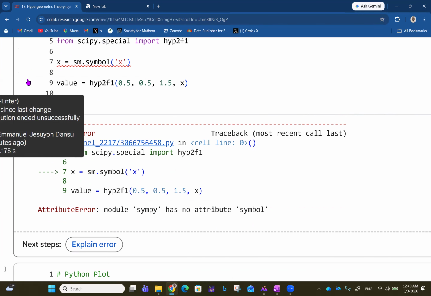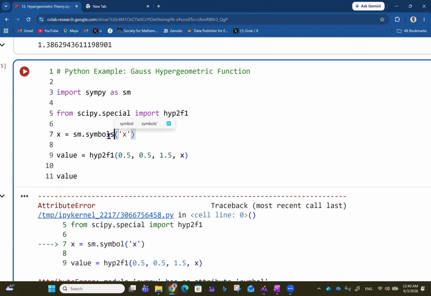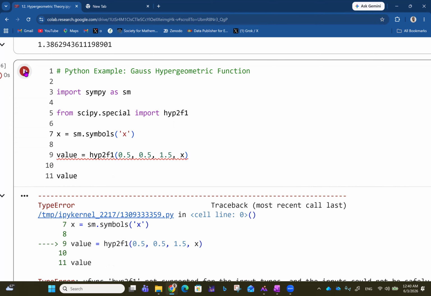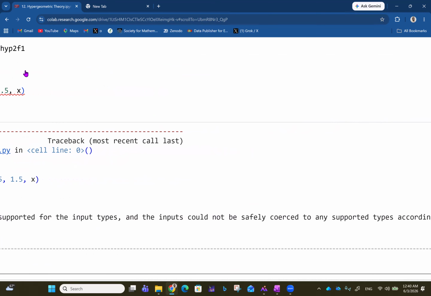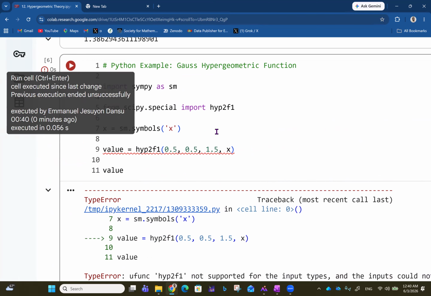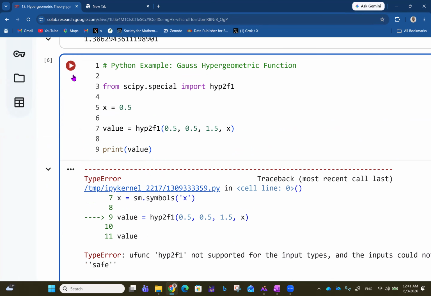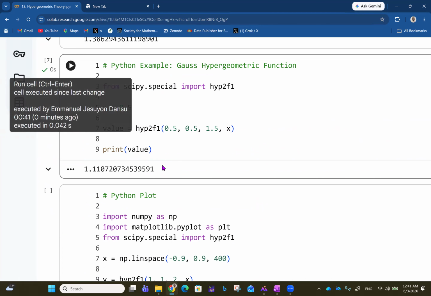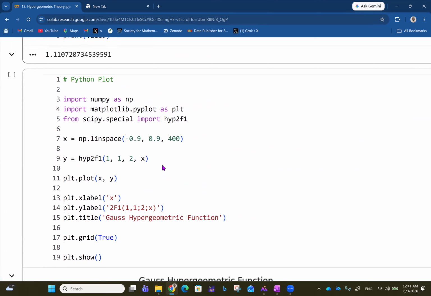Okay, module sympy has no attribute symbol. That should be symbols. Yeah, now we got it. Now the new issue is that these aren't supported for the input types, and the inputs could not be safely coerced. Okay, got it. No worries. This only works when you give a particular value of x, so whatever value of x we need, we have to fix it. So we are not able to do symbolic computation of the hypergeometric function.